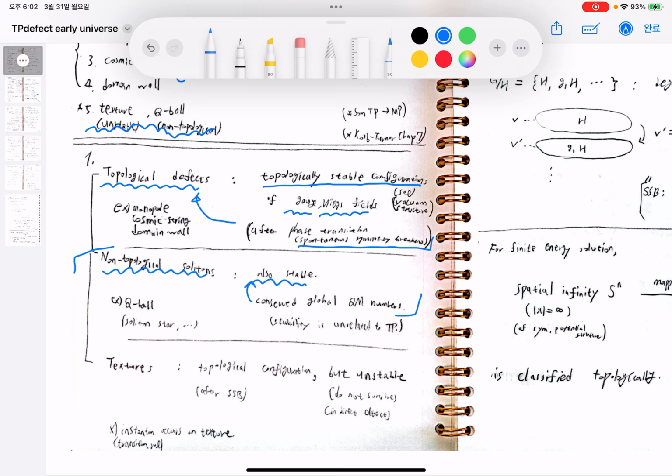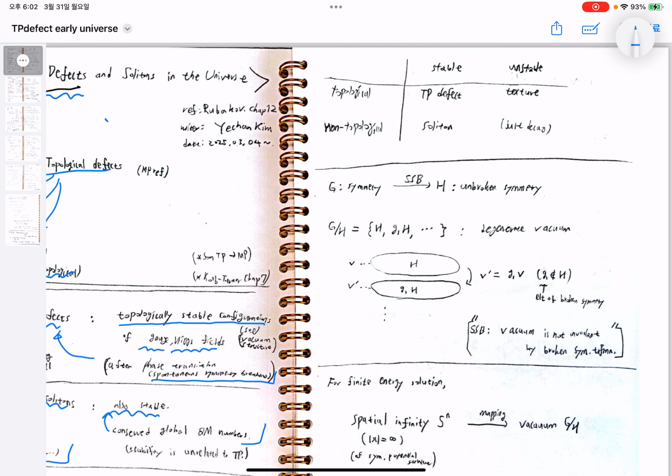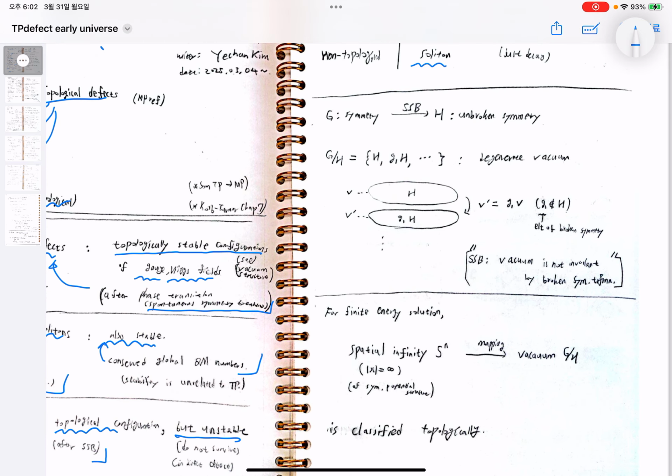An example is the Q-ball or soliton star. And the texture is also a similar object. This is a topological configuration after spontaneous symmetry breaking, but it is unstable. For instance, over the texture's transition, solutions like the instantons occur. So we can classify such a table. A topological defect is a topologically stable solution, a non-topological soliton is non-topological but stable, and a texture is a topological unstable configuration. So now let's consider the mathematical point of view.